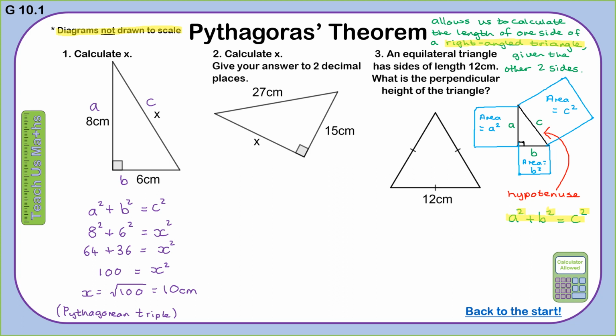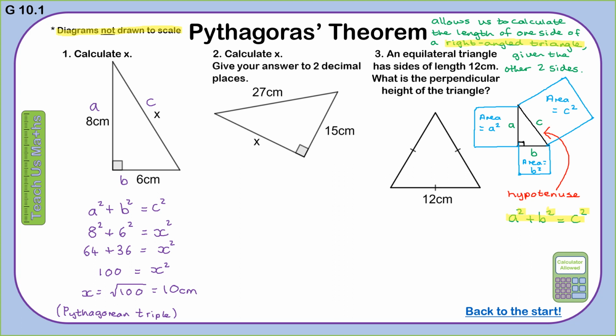Question 2. Calculate x. Give your answer to 2 decimal places. So here we have got a right angle triangle. We know 2 of the lengths, 27 centimetres and 15 centimetres, and we need to calculate the length of side x. So let's start by labelling our triangle.